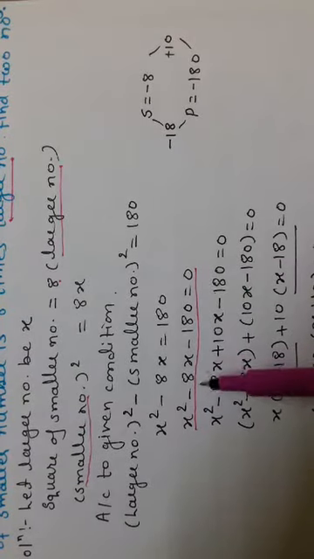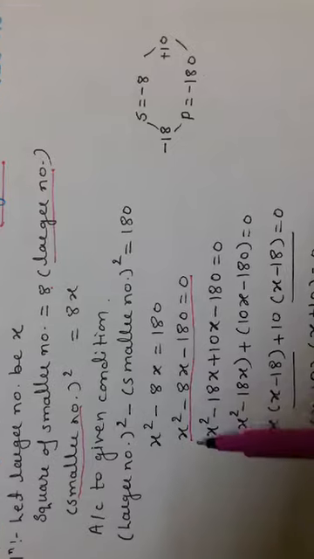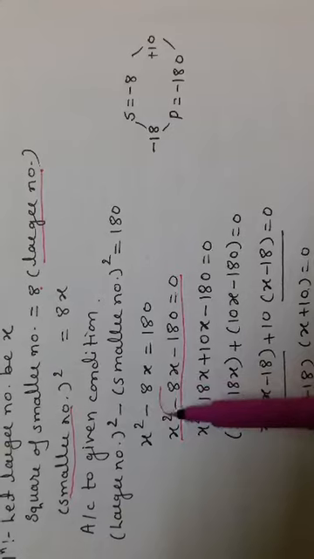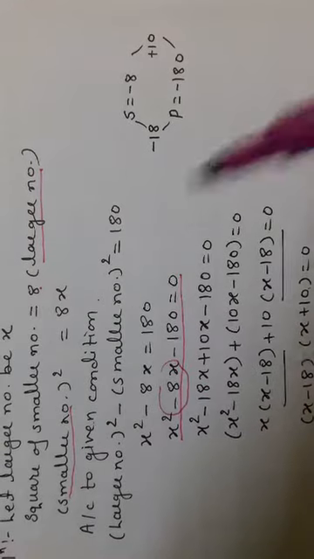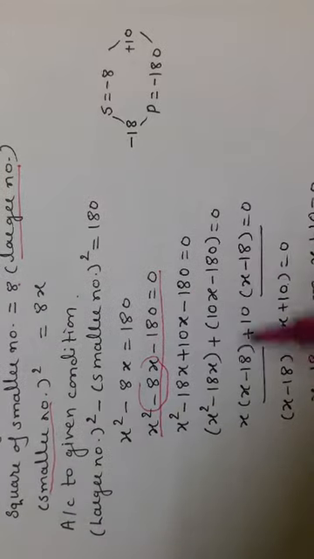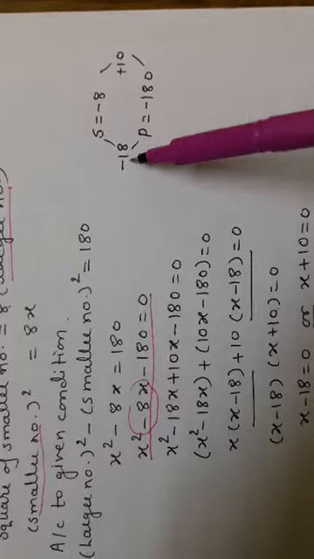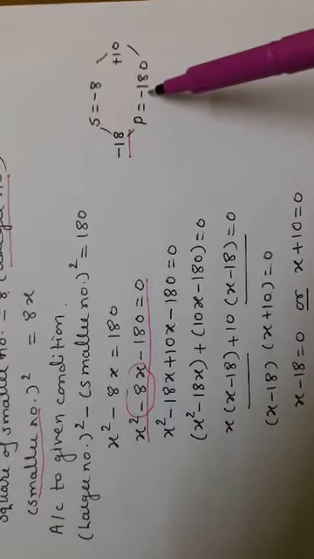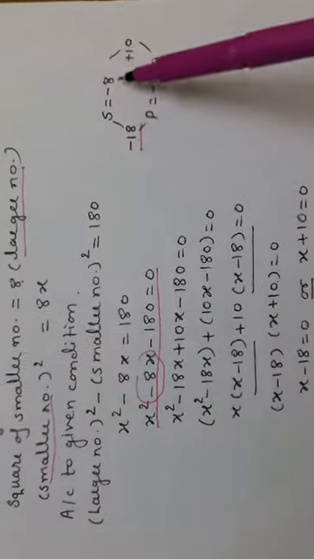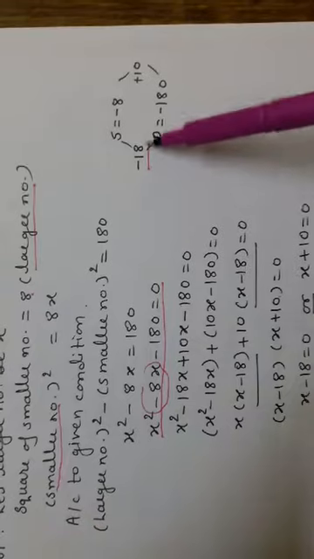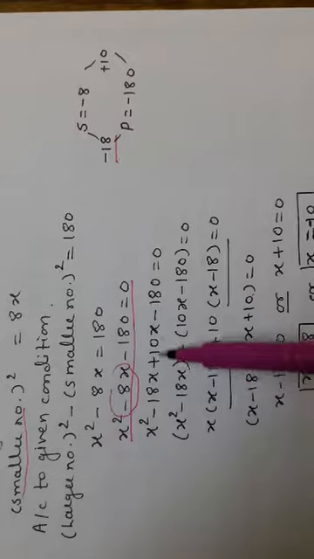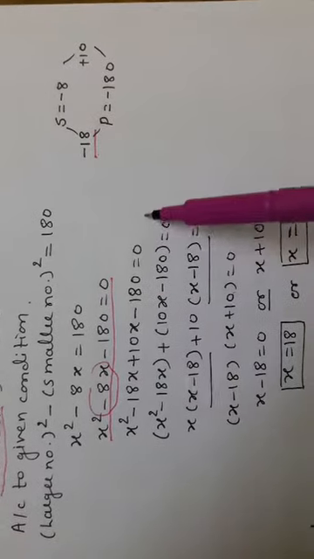Now we have to solve this, which means we have to factorize, find the factors of this quadratic polynomial. So we have to split up the middle term. We want minus 8 as the sum and minus 180 as the product. Likewise we will choose the two numbers: whenever the product is negative, one is positive and one is negative, and when the sum is negative, obviously the greater number has a minus sign and the smaller number a plus sign. That's why x square minus 18x plus 10x minus 180 is equal to 0.